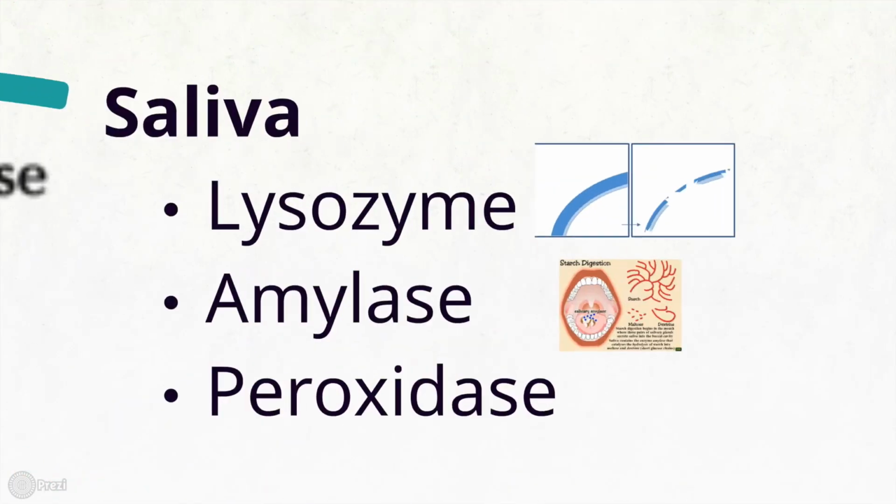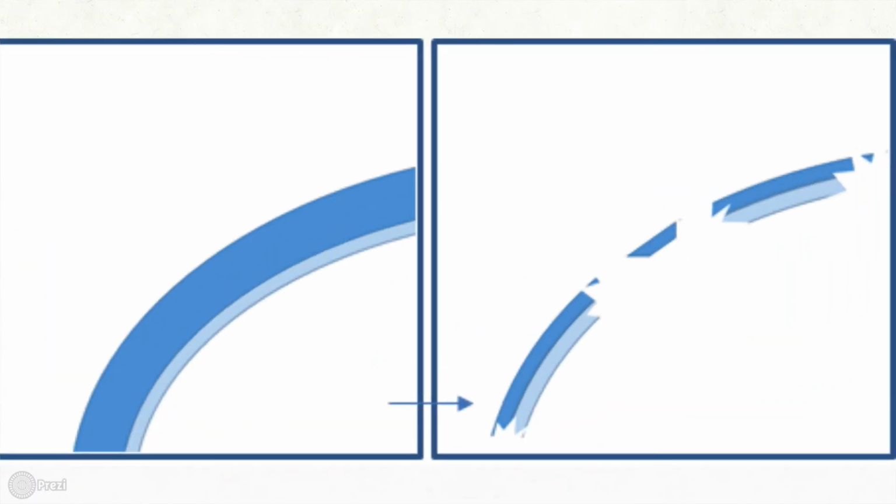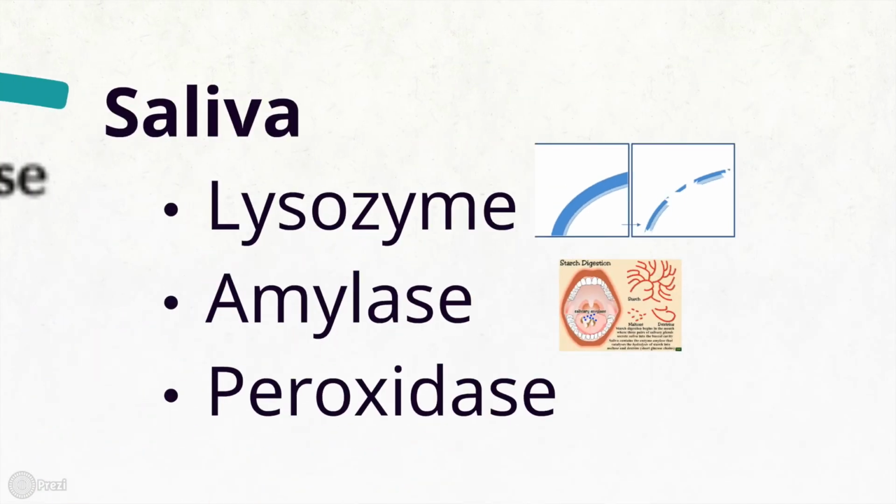pathogens. Saliva contains protein molecules such as lysozymes, salivary amylases, and peroxidases. Lysozyme acts as an antimicrobial agent by disrupting bacterial cell walls. This causes membrane leakage, which results in cell death. Salivary amylase is an important enzyme in digestion, but also has immune system properties.